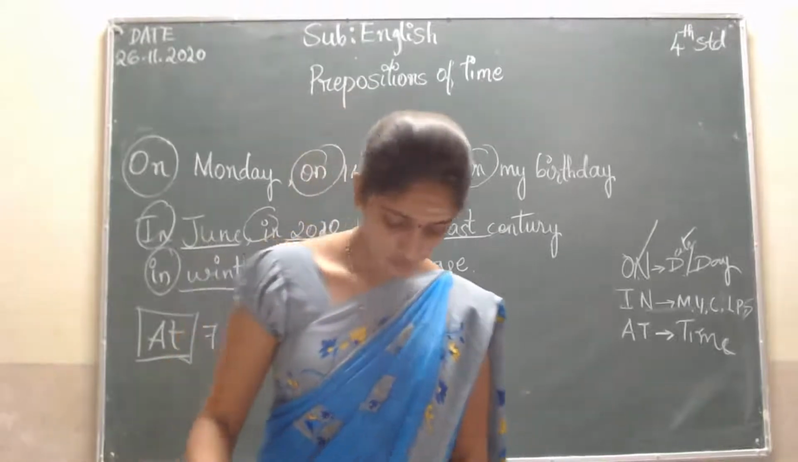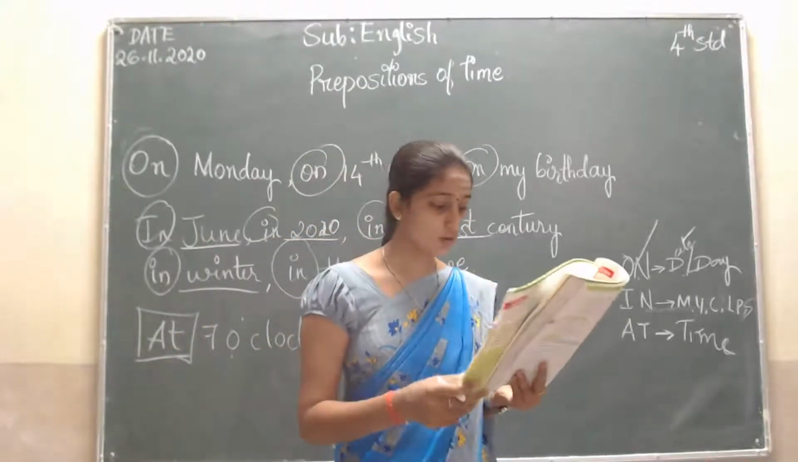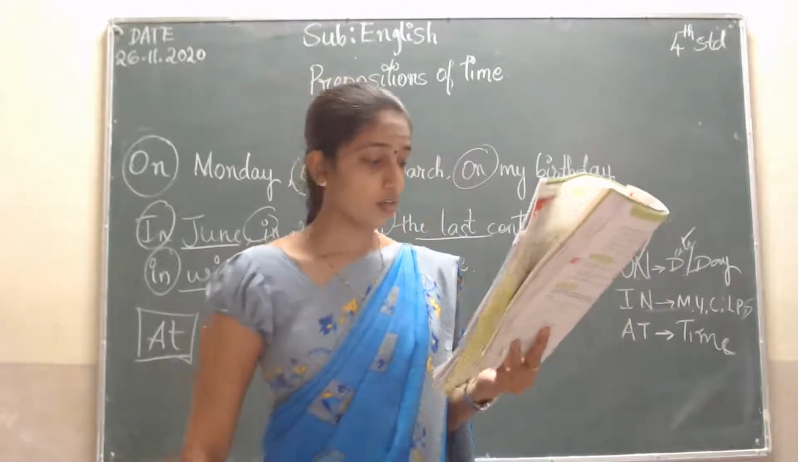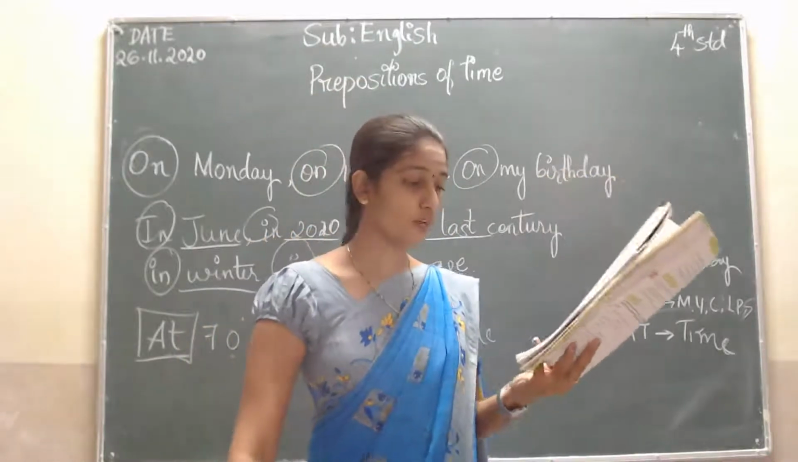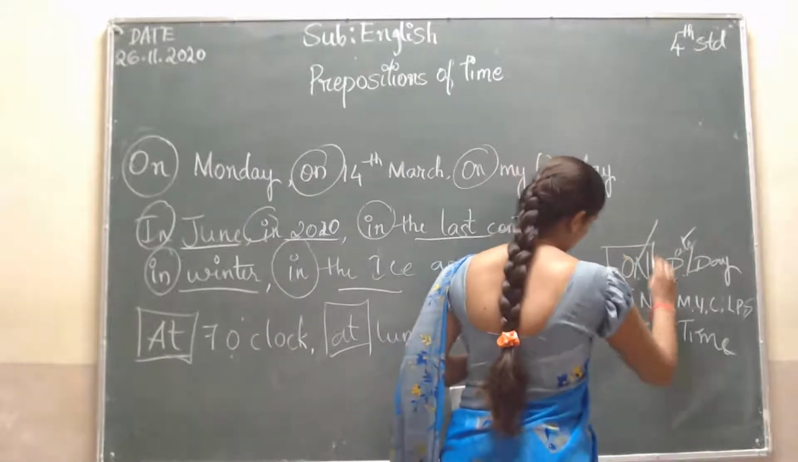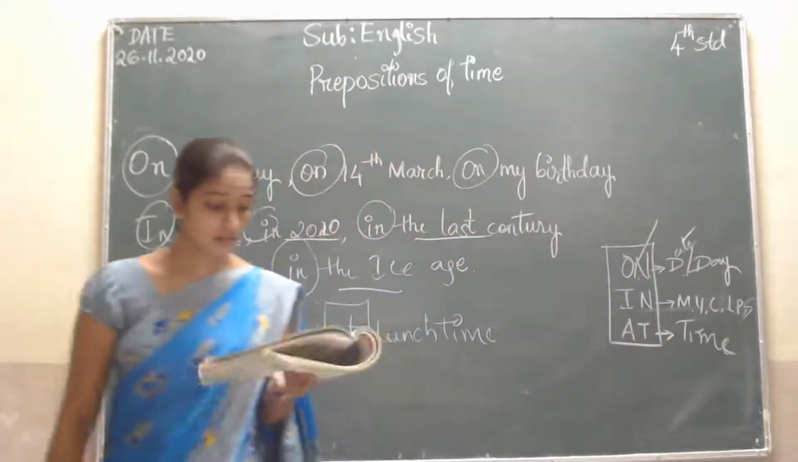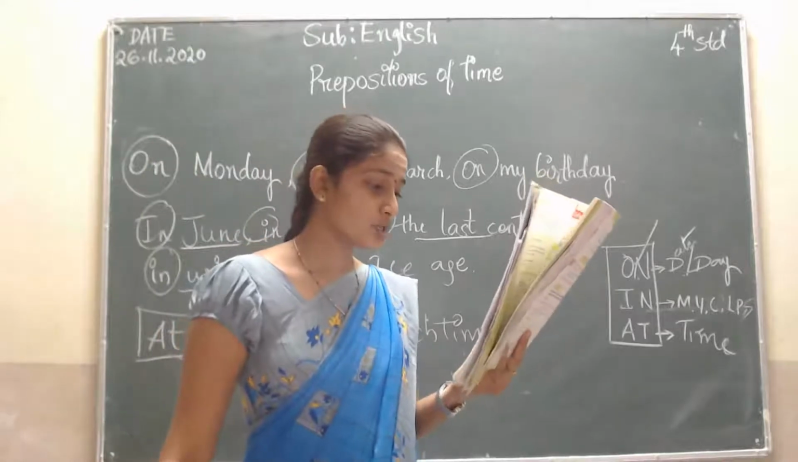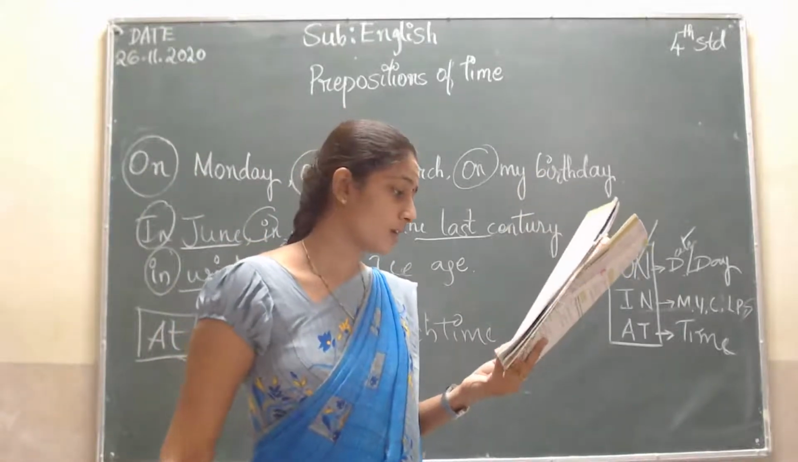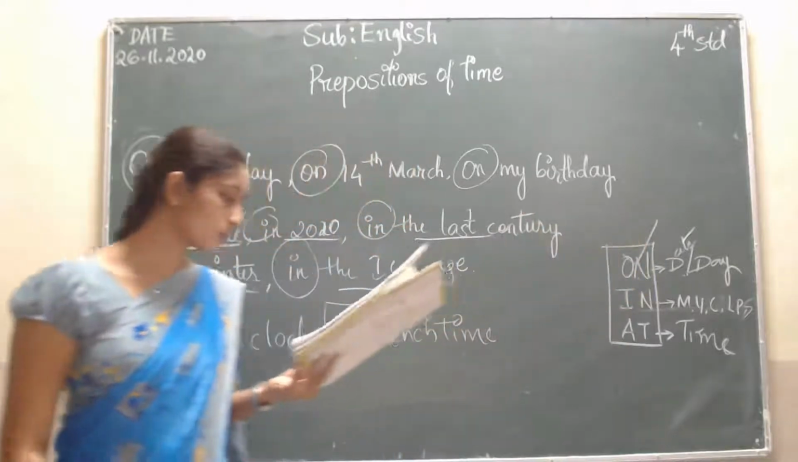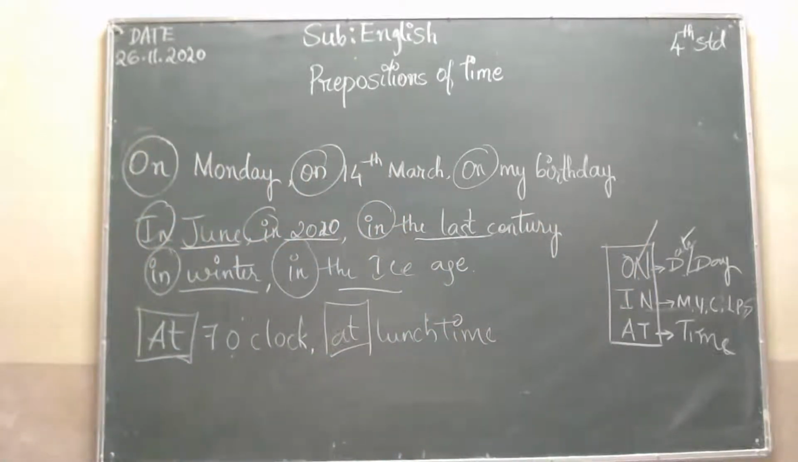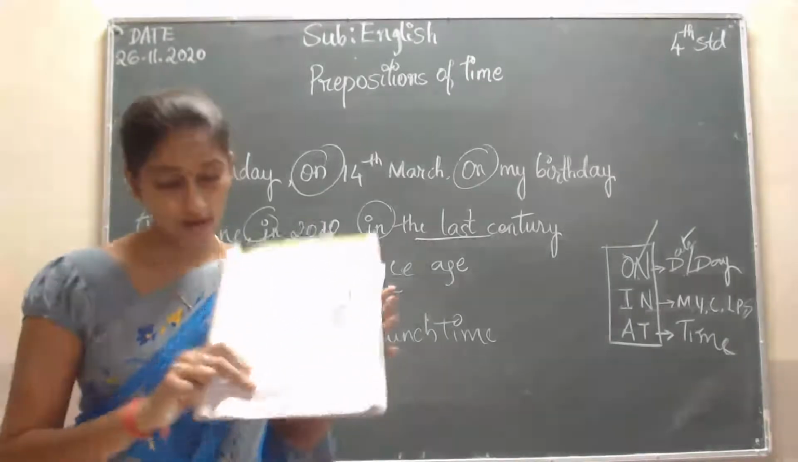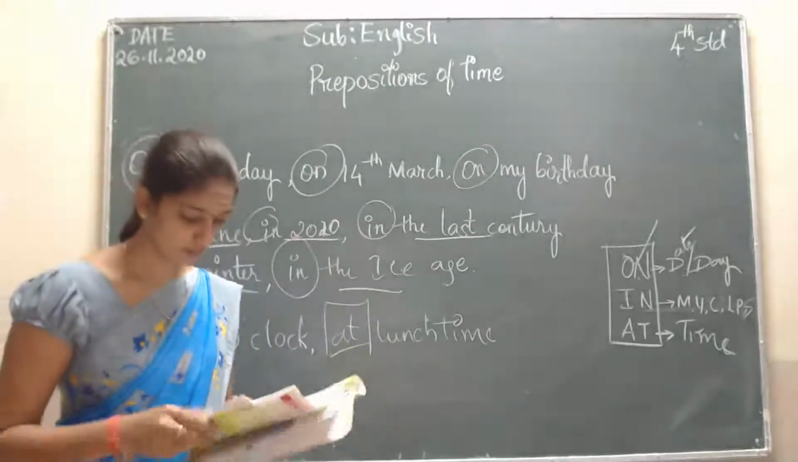On page number 95 of your textbook, complete the sentences with the correct prepositions of time. If you keep it in your mind thoroughly, you will surely write this exercise. They gave you fill in the blanks. For days or dates, we have to use on. For months, seasons, years, etc., we have to use in. To show an exact time, we have to use at. This is your homework.